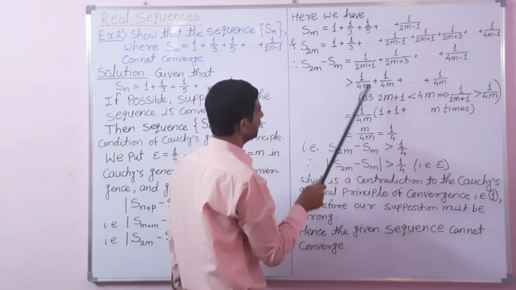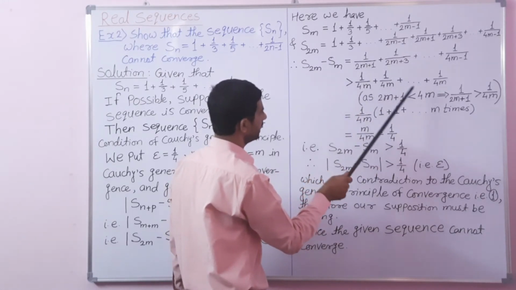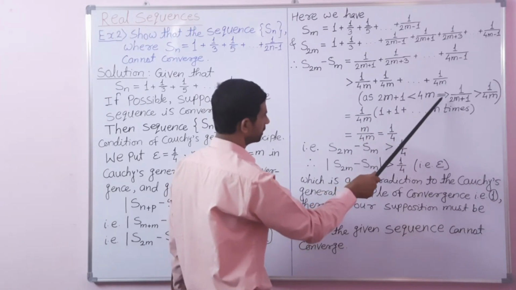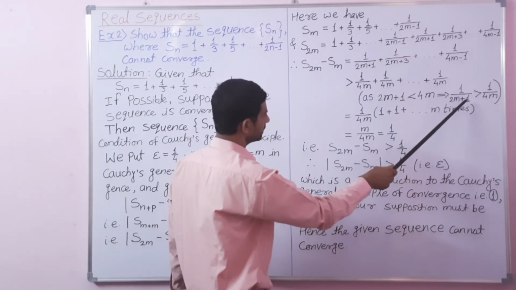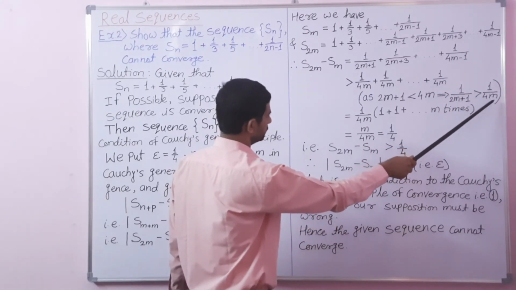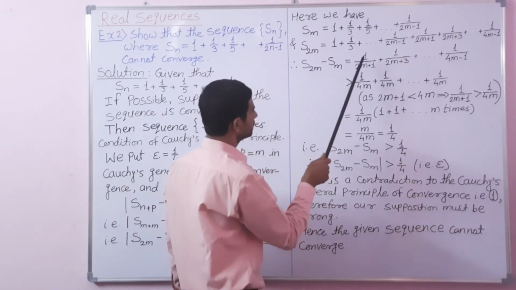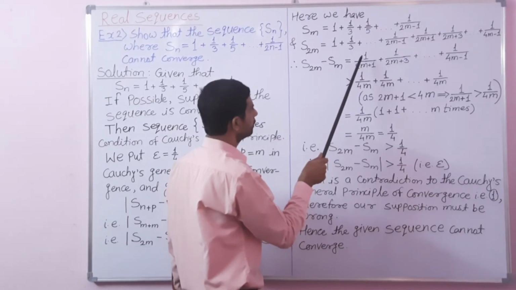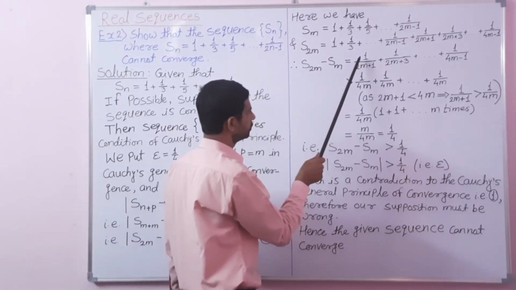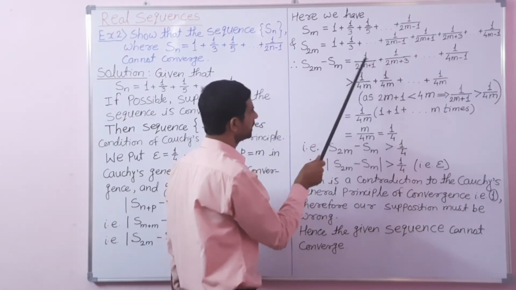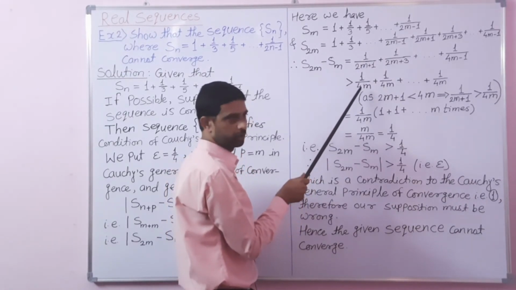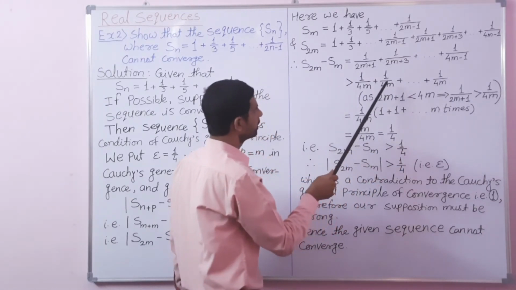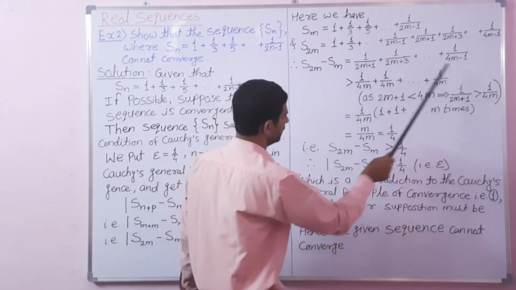Why? Because we know that 2m plus 1 is less than 4m. As 2m plus 1 is less than 4m, therefore after taking the reciprocals, we will get 1 upon 2m plus 1 greater than 1 upon 4m. So this first term on the right hand side, which is 1 upon 2m plus 1, instead of that term we are substituting a term which is less than it, and that term is 1 upon 4m. Similarly, for each one term on the right hand side, we are substituting a term 1 upon 4m which is less than each one of them.